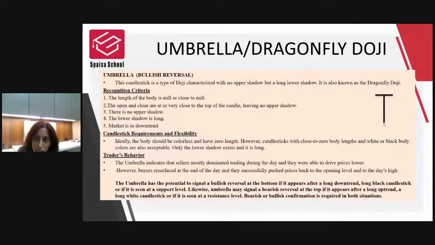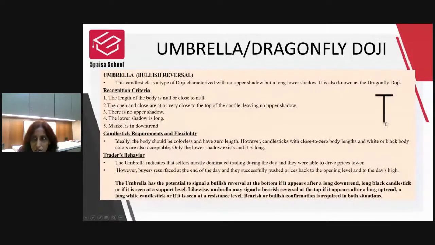So what does it indicate about the traders' behavior? The umbrella or the dragonfly doji indicates that sellers mostly dominated trading during the day, and they were able to drive prices lower. So if it is a dragonfly doji, it reflects that the sellers have overshadowed the buyers on that particular day, and the sellers have pushed the price to this level.